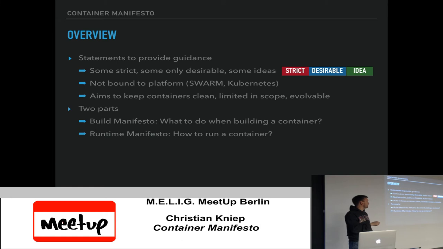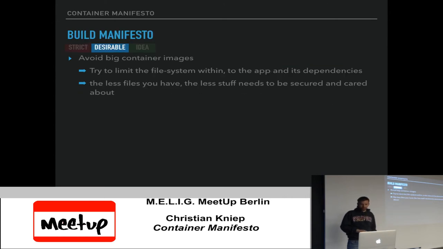The three colors here: the red one I consider to be very strict, so I would not go down from this statement. The second one is more desirable, for example, building a small container is obviously a goal that you have to achieve. The smallest container would be 0 bytes, but 0 bytes maybe is not necessarily a useful container, so this is just a desirable goal. And the green one, I think there are two or one, is an idea, so I'm not sure how to deal with it. Obviously these are the ones I most want to discuss, but the others are also up for discussion. Okay, the first one is avoid big container images.